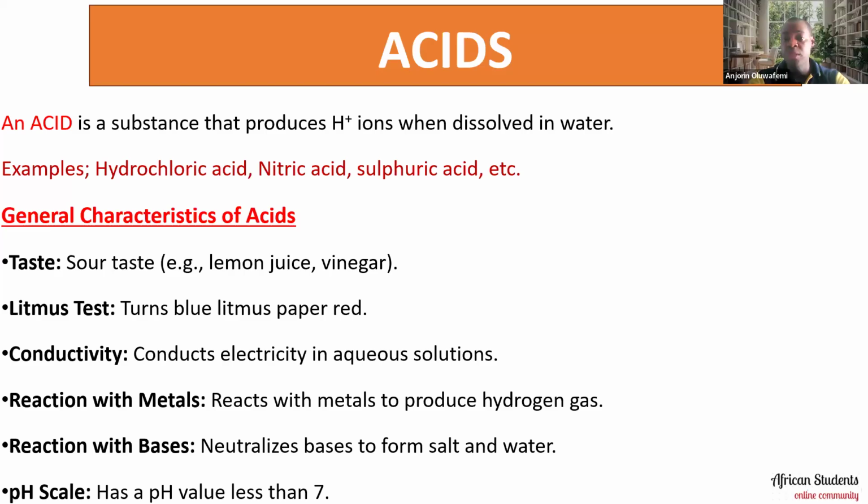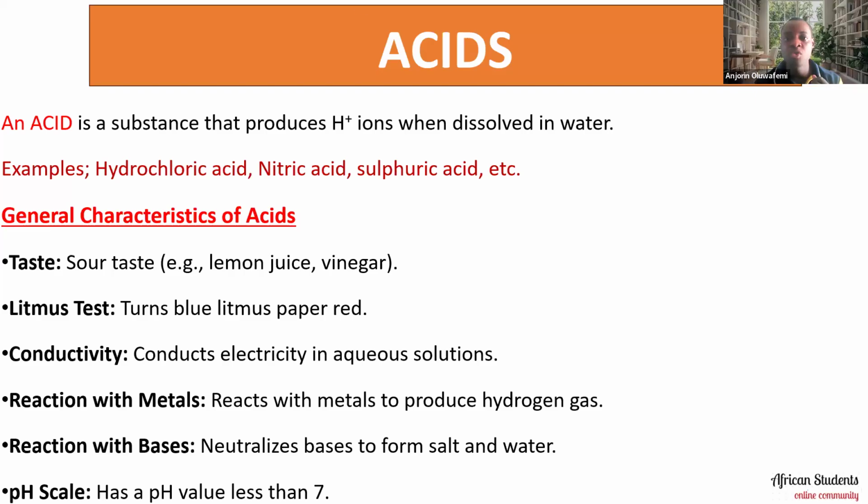So the acid has certain general characteristics, and some of them include taste. Acids generally are sour in taste, e.g., lemon juice, vinegar. These all contain acid, and most of us have had a taste of them. We see that they are sour in taste. Regarding litmus test, acid will turn a blue litmus paper to red. And regarding conductivity, acids conduct electricity when they are in aqueous solution, and then acids react with metals to produce hydrogen gas.